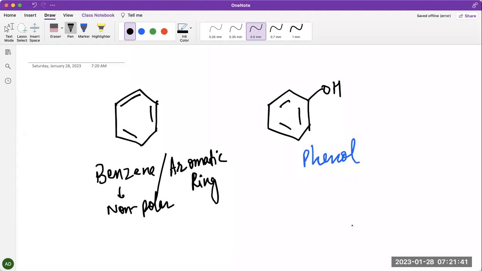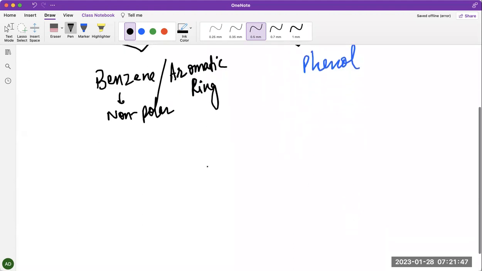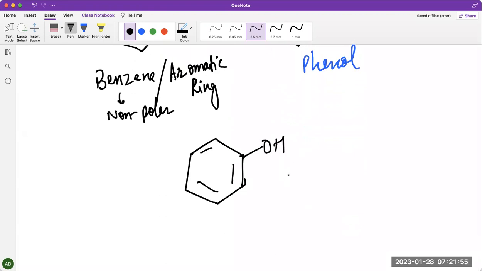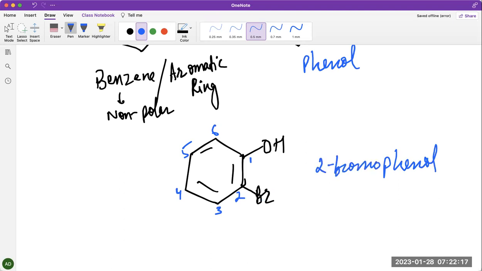Now, this phenol could have attachments on it. If you have attachments on phenol, then you name them accordingly. Imagine you have the OH making it phenol, and then imagine there's a bromine sitting here. Then what would you call this? We know that the priority will go to phenol, to the OH, so that's how you should be numbering this. This is phenol, but with the bromine on position number 2. So call this 2-bromophenol, and that should be the final name for this.